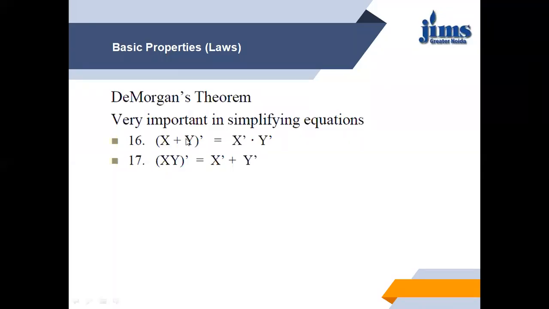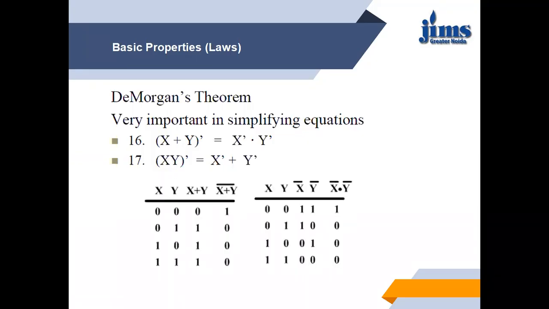Here it is written (x plus y) whole bar. Then break the line and change the sign. Just break the line, then you get x bar or y bar, and change the sign: or is replaced by and, and and is replaced by or. Similarly, (x and y) whole bar equals, we break the line, then we have x bar and y bar, and and is replaced by or.